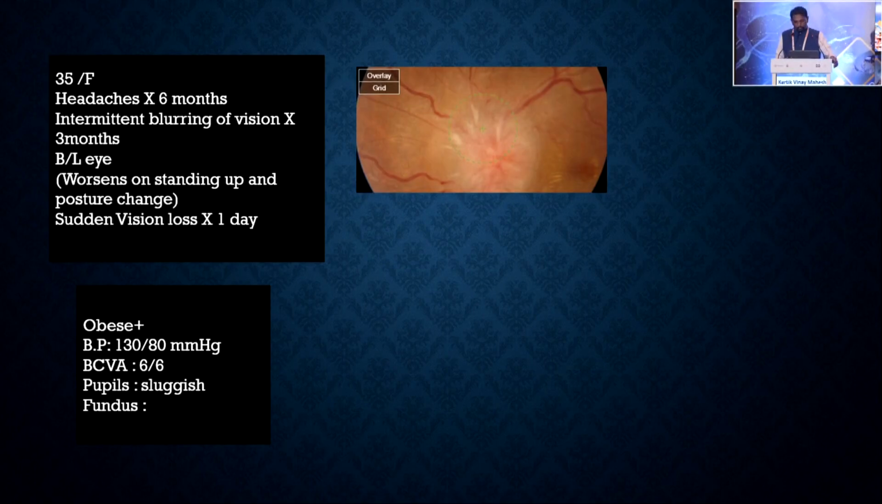What is the type of transient visual obscuration in this patient? She's complaining of both eyes' vision loss whenever she gets up from the sitting position and when she bends down. And for the last 1 year, she is having acute vision loss completely. When we examine her, she's obese, she has a best corrected visual acuity in one eye of 6/6, and pupils are sluggish. This is her fundus, this shows gross papilledema, and there is some formation of macular star also.